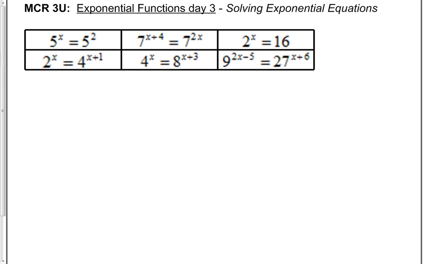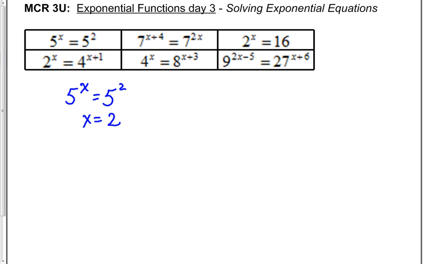Our third day, grade 11s, of our unit on exponential functions. And we're going to be solving some fairly simple exponential equations. The samples in front of you take off from where we left yesterday. For instance, if I have 5^x equals 5 squared, and I have an equation with equal bases, the exponents must be equal. So for the first one, it's as simple as x equals 2.